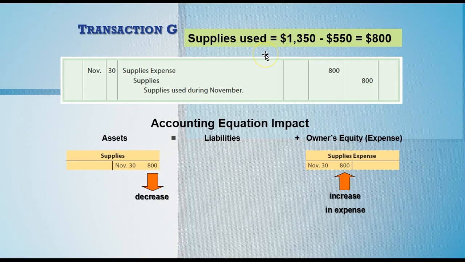Okay, this one is actually recording the supplies expense. Remember we had supplies of $1,350. Well, they went out and counted them at the end of the month and only had $550 of them left, which means that they've used $800 worth of supplies. So now I have to debit the supplies expense and I have to credit supplies to deduct that. Again, what have I got? Supplies go down. This is an expense account, so it goes up with the debit.